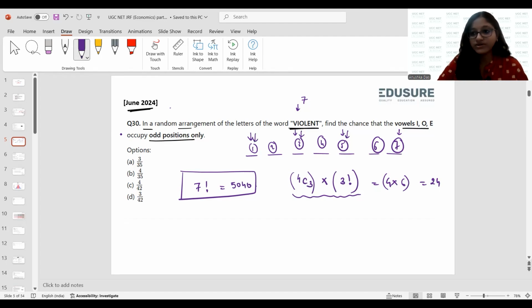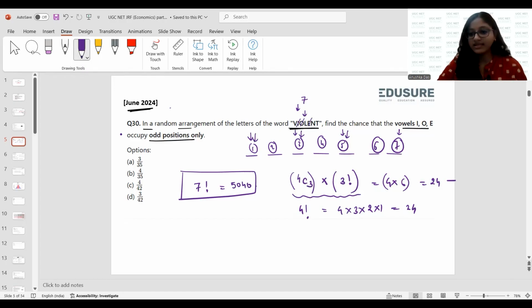Now there are 4 consonants as well. Total there are 7 letters. 3 vowels are gone, I, O, and E. So V, L, N, T. There are 4 consonants also. And you have to place the consonants. Then you have 4 even places, and you have 4 consonants. So in how many ways can you arrange them? They can again be arranged in 4 factorial ways, right? 4 factorial is 4 into 3 into 2 into 1. So again 24 ways, right?